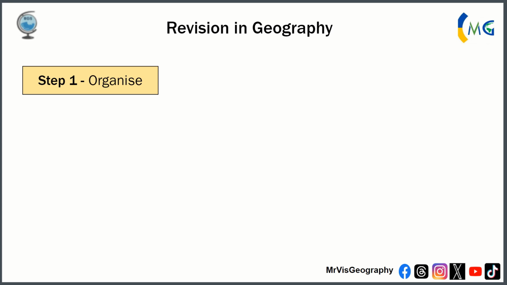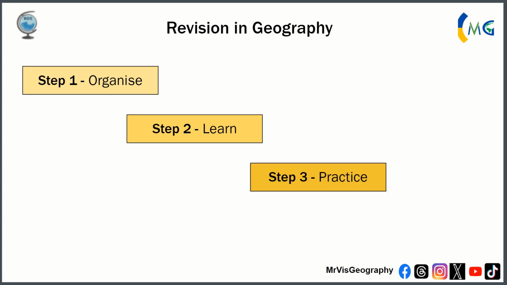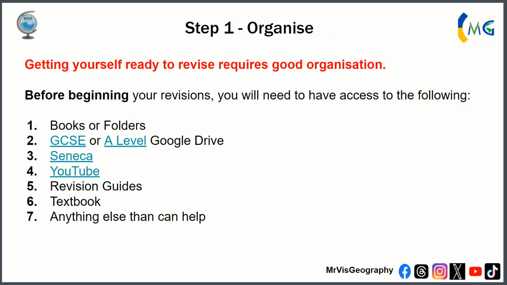First thing, you need to be organized. Okay, you need to know what you're revising and what topics and where your resources are, etc. You then have to learn that content. Once you've learned the content, you need to practice that content, apply it again and again in different contexts, and then you have to repeat that process again and again and again. Okay? So, step 1 to organize, you need to get yourself ready to revise.